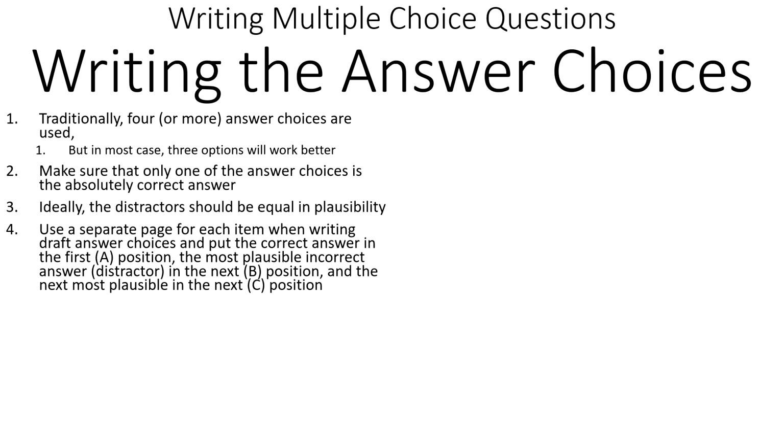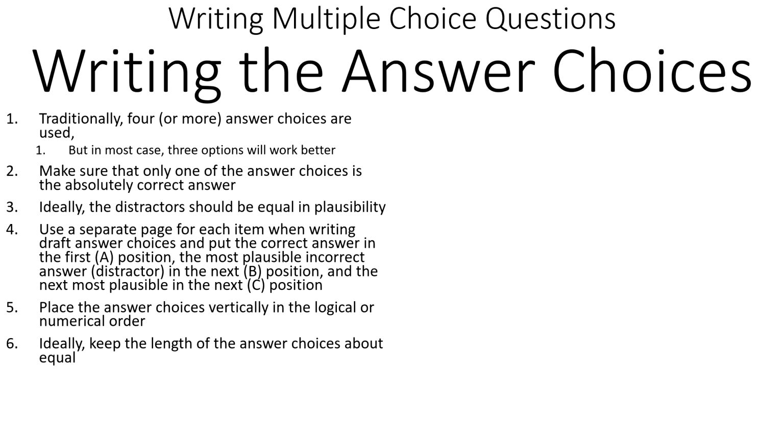And then when we write questions, in the first draft, we should put the correct answer at the A position, the most plausible distractor in the second position B, and the second most plausible distractor at the C position. Always we should order them logically and numerically and keep them vertical in order. Ideally, all answer choices should be kind of equal in length. And this is not a good thing to do: none of the above, all of the above. Avoid that.